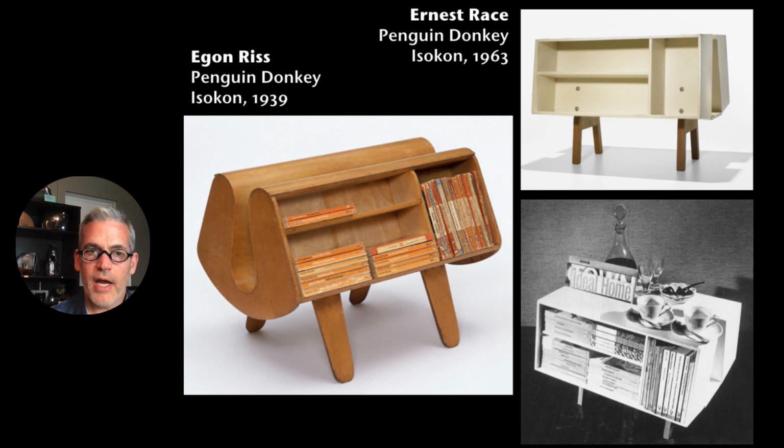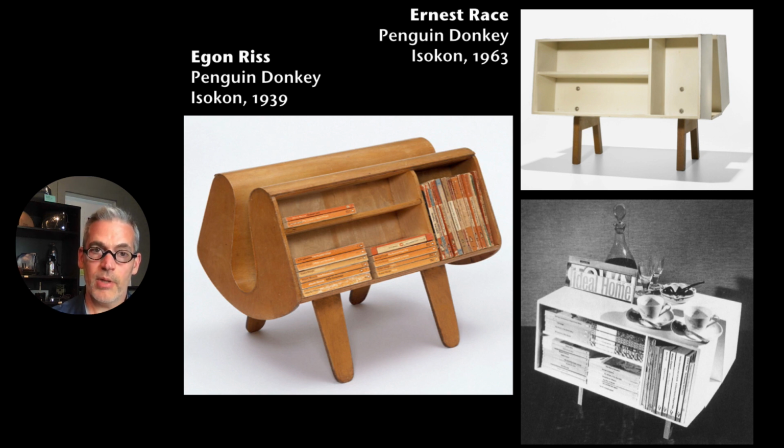Another object that Isokon produced was Egon Riss's Penguin Donkey. You will never get a chance in your life again to say penguin and donkey in the same phrase, so take advantage now. This is a piece of furniture called a donkey because it has these saddlebags, the two sides in which you can put books, and Penguin comes from those books being published by Penguin. If you collected enough coupons from the Penguin Modern Classics line, you could get a Penguin Donkey.